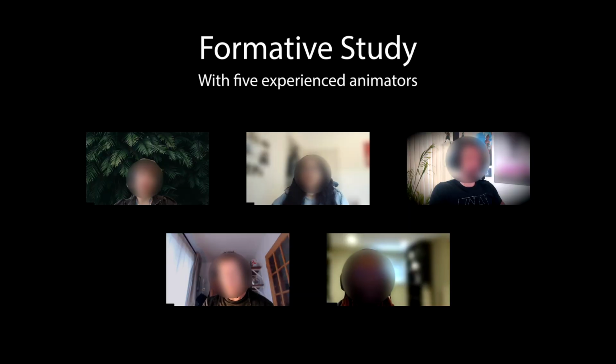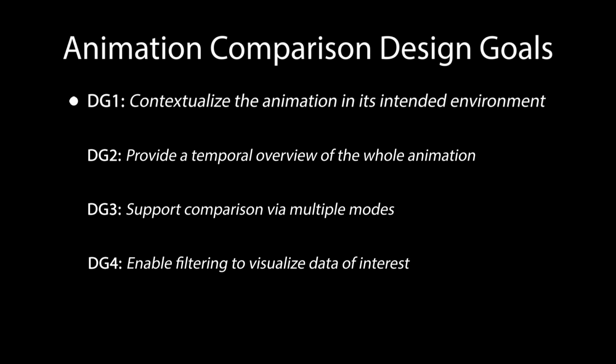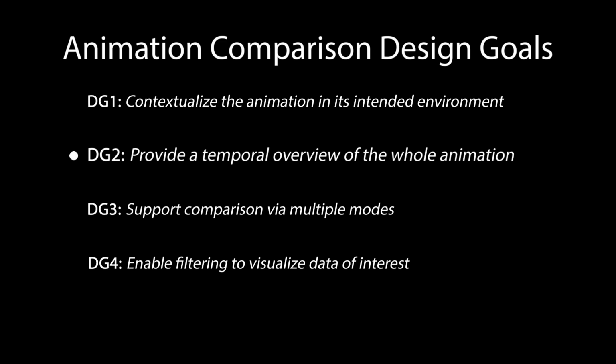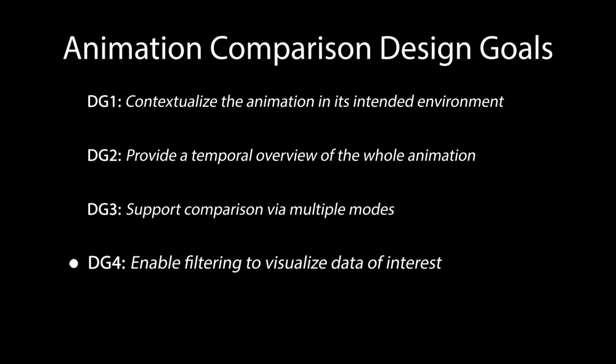To understand how animators evaluate 3D character animations today and where the challenges are, we interviewed 5 experienced animators. From these interviews, as well as prior literature, we derived the following design goals. Contextualize the animation in its intended environment to help animators make better, more informed choices about its suitability and quality. Provide a temporal overview of the whole animation so users can quickly spot differences and cut down on playback time. Support comparison via multiple modes so users can choose the best tool for the comparison they need. Enable filtering to visualize data of interest so users can focus on what matters and make decisions more easily.